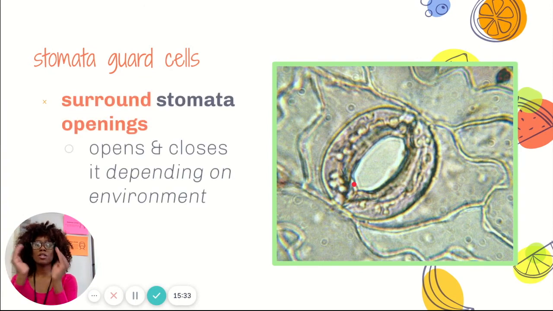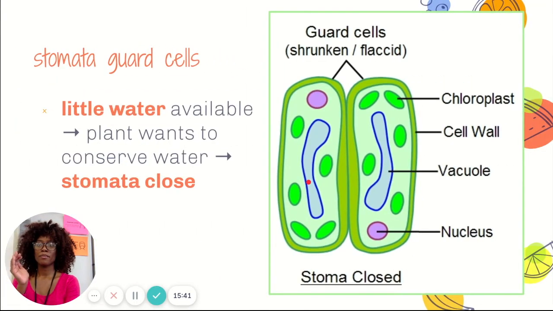Okay? So there's these things called the guard cells. Their job is to open and close depending on the environment. So if the environment has only a little bit of water, the plant is going to want to conserve water. If the plant wants to conserve water, then the stomata are going to close, right?